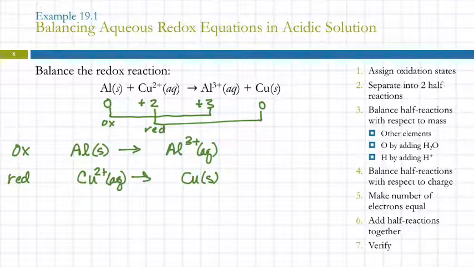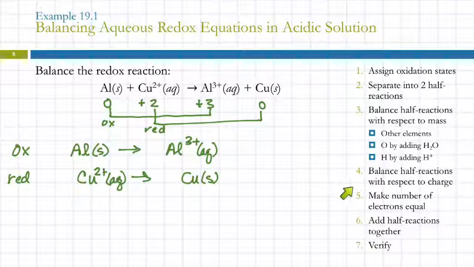Now I'm going to balance with respect to mass. Do I have the same number of atoms of each element on each side? One aluminum, one copper, one copper. That's all cool. There isn't any oxygen, there isn't any hydrogen, so I don't need to do these next two parts.